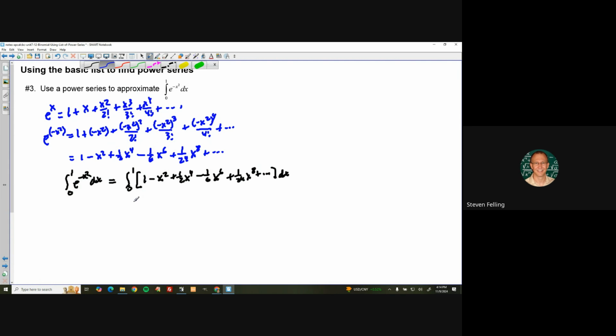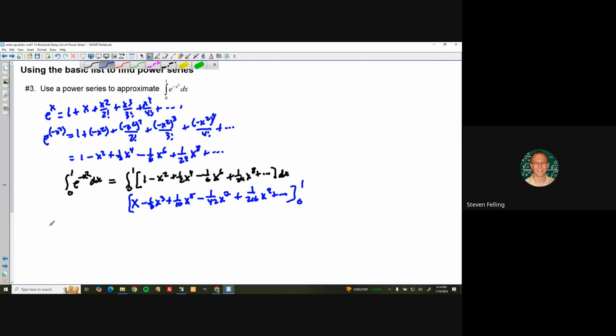So the antiderivative of 1 is x. This antiderivative is 1/3 x cubed. This would be plus 1/2 times 5, wait, we're doing antiderivative, so divide by 5, so that'd be 2 times 5 is 10, 1/10 x to the 5th, yep. Minus 1, 6 times 7 would be 42, x to the 7th, right? Yep, then plus 1, 24 times 9, that turns out to be 1 over 216 x to the 9th, and so on. And then that is what we would evaluate from 0 to 1.